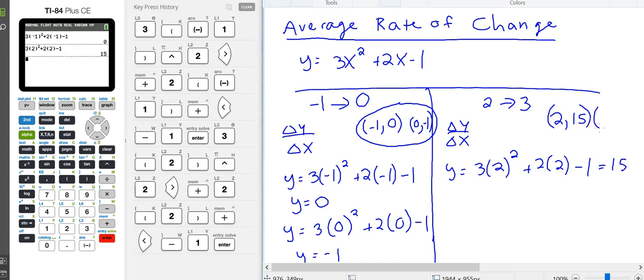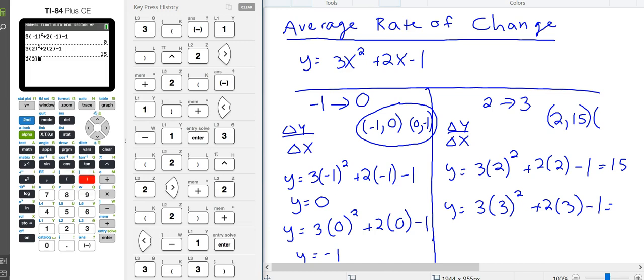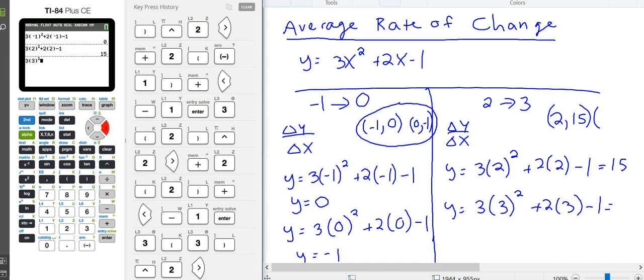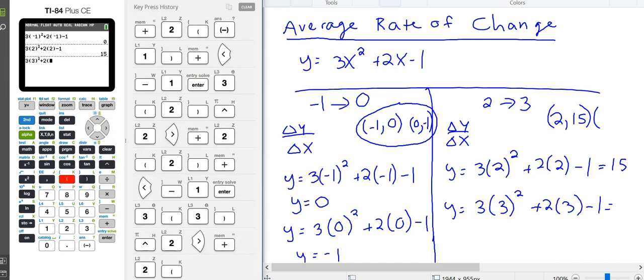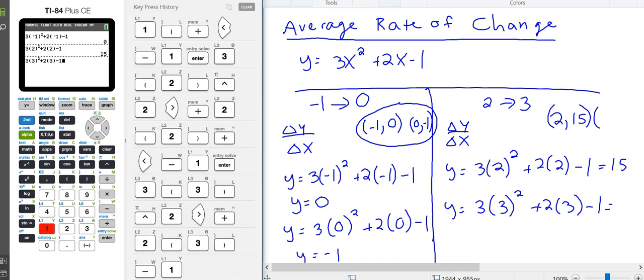And our other point is y is equal to, when we plug in x is equal to 3, 3 times 3 squared plus 2 times 3 minus 1. And let's just plug this in. 3 times 3 squared plus 2 times 3 minus 1. Enter. That's 32. So our second point is 3, 32.